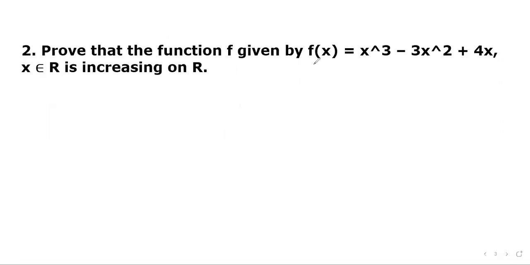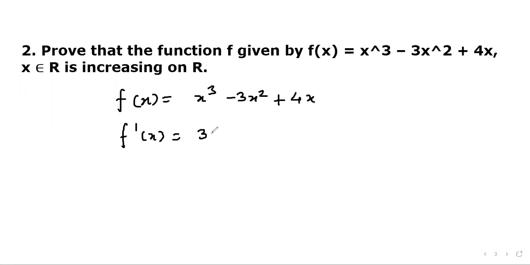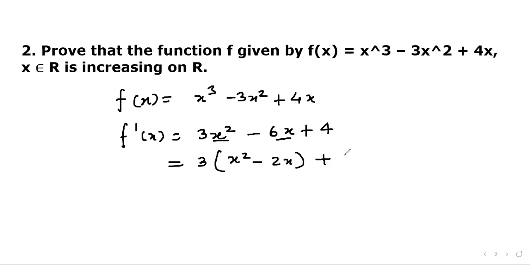Now take another example. Prove that the function f given by f(x) equals x cubed minus 3x squared plus 4x, where x belongs to R, is increasing on R. So f(x) equals x cubed minus 3x squared plus 4x, and f'(x) will become 3x squared minus 6x plus 4. Now we have to check whether this is greater than 0 or not. So what we do, we make it a perfect square. We can take common 3 from these two terms, so it will become x squared minus 2x plus 4.